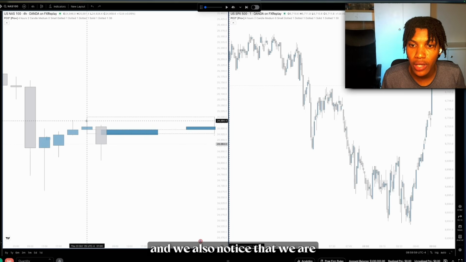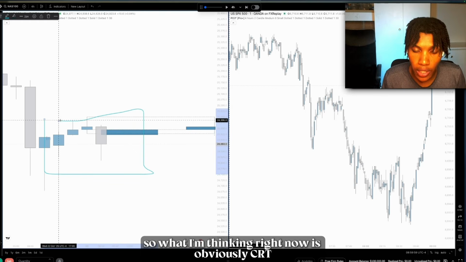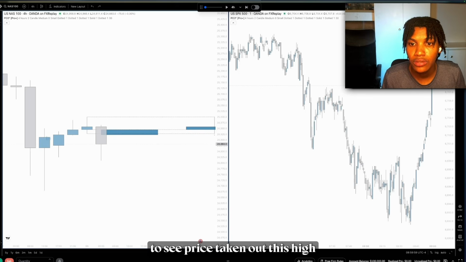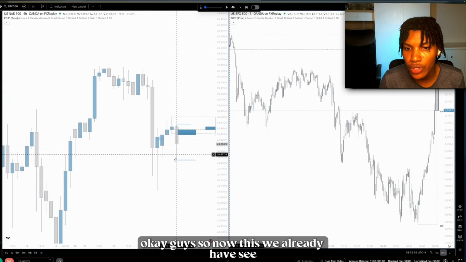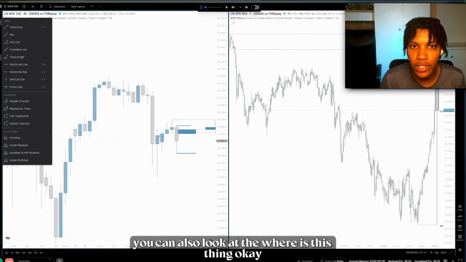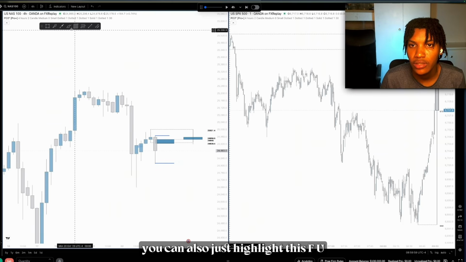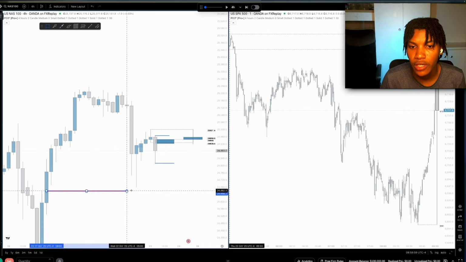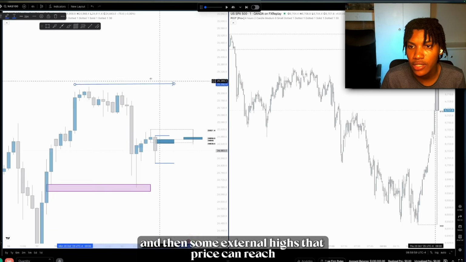We also notice that we are in this range-like condition. So what I'm thinking right now is obviously CRT, to see price taking out this high and then going towards this low right here. So you already see we have a pretty much bullish bias. If you want to be nitpicky, you can also just highlight this FVG here. It doesn't really add major confidence, but it's good to be aware of it, and of some external highs that price can reach.